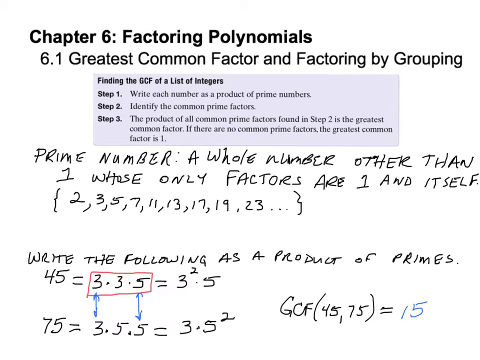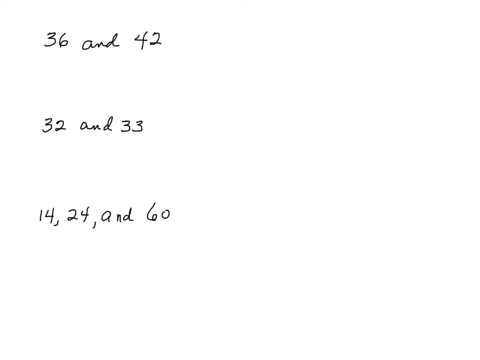Now, if you know another way to work it out to find the GCF, please have at it. But those of you who don't, you need to follow this process. Let's do a few more. I want to first write the prime factorization of 36 and 42. And then we're going to look for the GCF.